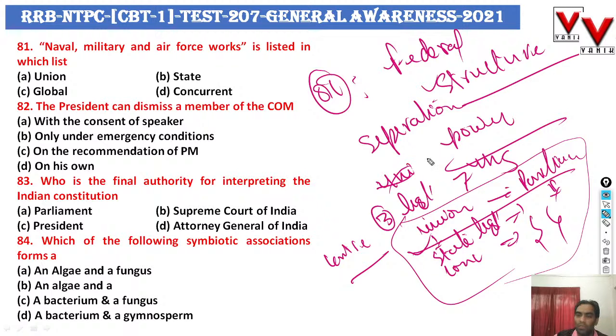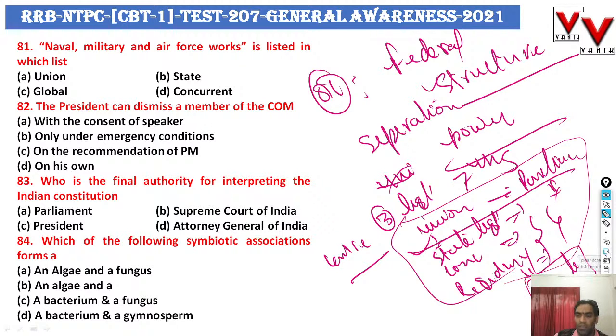Federal structures believe in the separation of power, and for the separation of power, three lists are mentioned in the seventh schedule: union list, state list, and concurrent list. On the union list subjects, only the parliament can make the law. In case of the state list, the state legislatures can make the law. In case of the concurrent list, both can make the law. If there is any conflict, the center's law is going to prevail. If any subject is not mentioned in the union list, state list, or concurrent list, it is known as residuary, and the power to make the law on the residuary subjects is with the parliament. Only parliament can make the law on the residuary subjects.